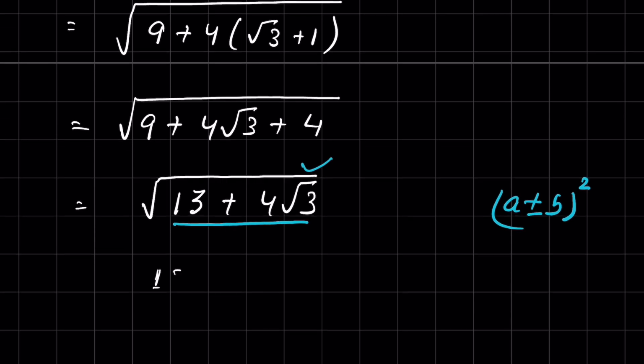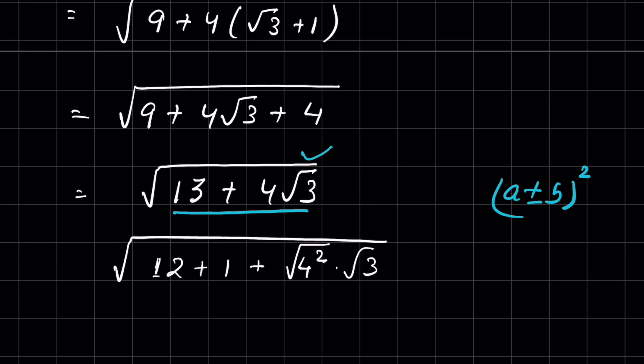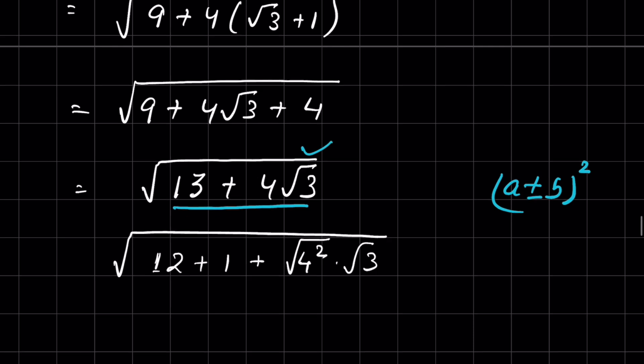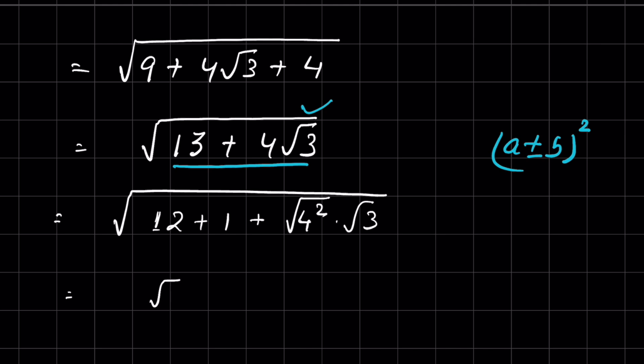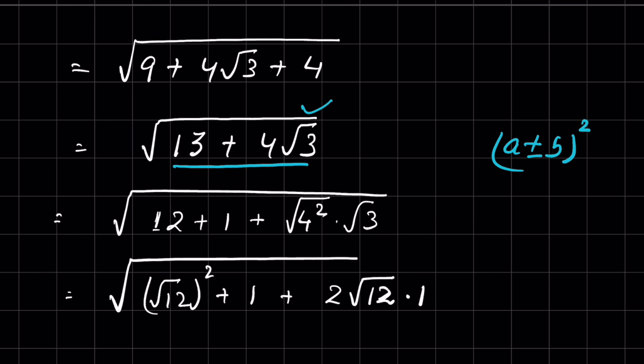13 we can write as 12 plus 1, plus 4 we can also write as 4 squared under the square root times the square root of 3, all under the square root. Since the square root and square get cancelled, 4 will be 4, so no difference. Or 12 we can write as the square root of 12 squared plus 1 plus here we can write 4 times 3 under the square root, or simply 2. If we take 4 out, then it will be 2 times the square root of 12. Then we can write times 1 and there is no difference.